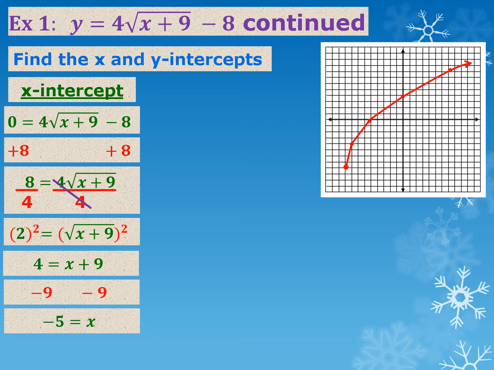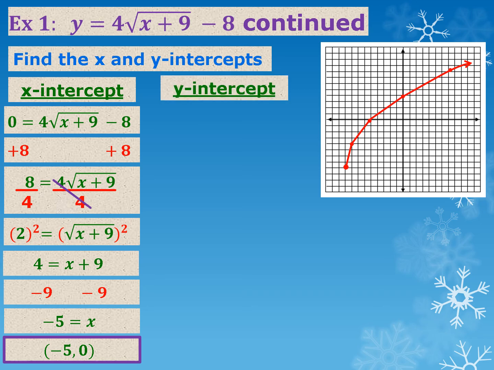Now remember though, we can't just write the x-intercept like that. We have to write it as a coordinate point. You will lose credit if you only write x equals -5. You have to write it as a coordinate point. Let's talk about the y-intercept. So the y-intercept is where x is 0. So I plug in 0 for x.